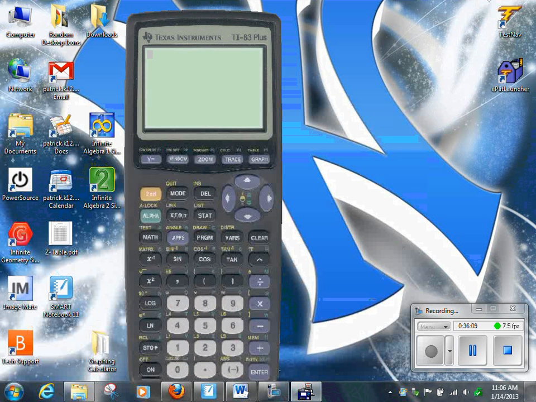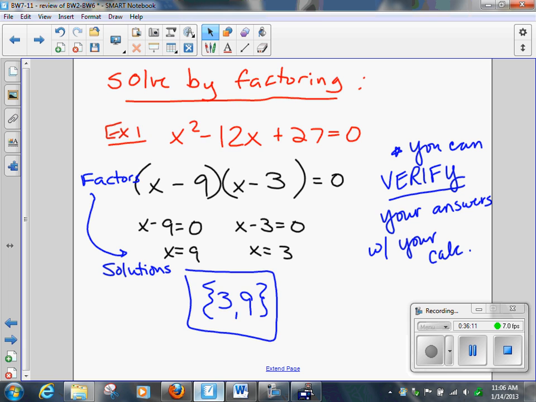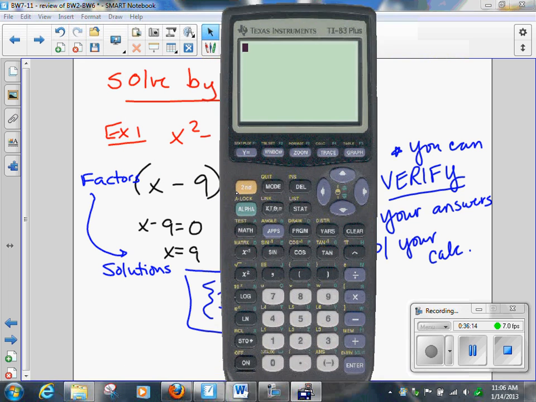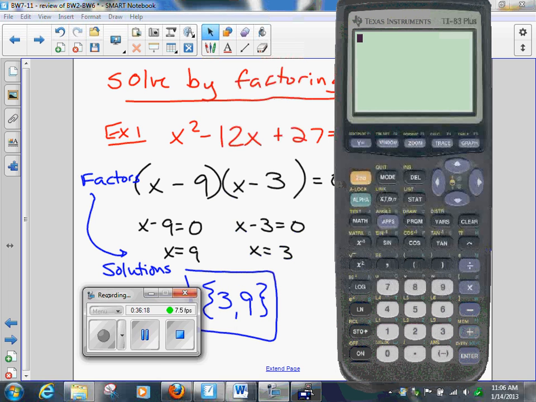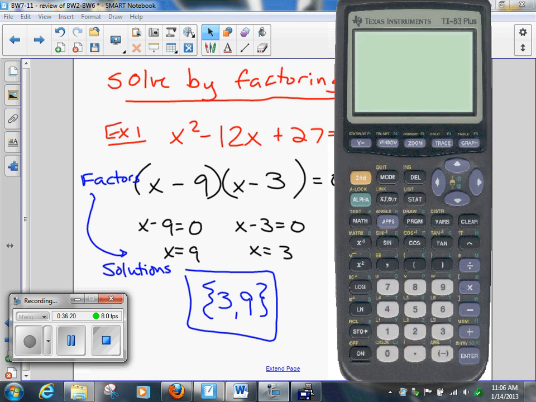All right, Essence, let's see here. What was our quadratic equation? Our quadratic's equal to 0, and that's where I want it, right? Go to y equals, cut your plots off. Y equals, I want to go x squared minus 12x plus 27, okay? The y equals acts as my 0. Then hit graph.